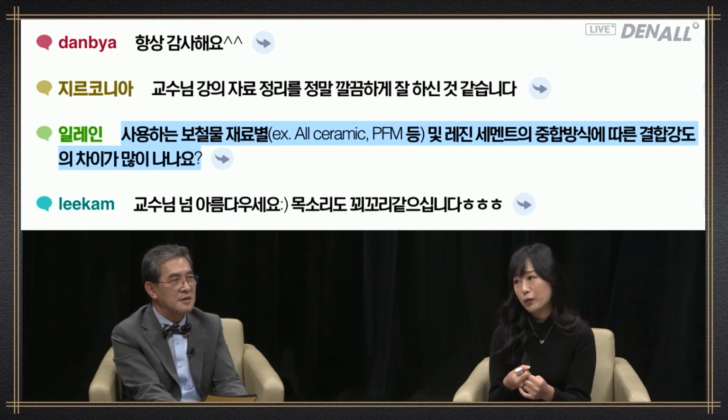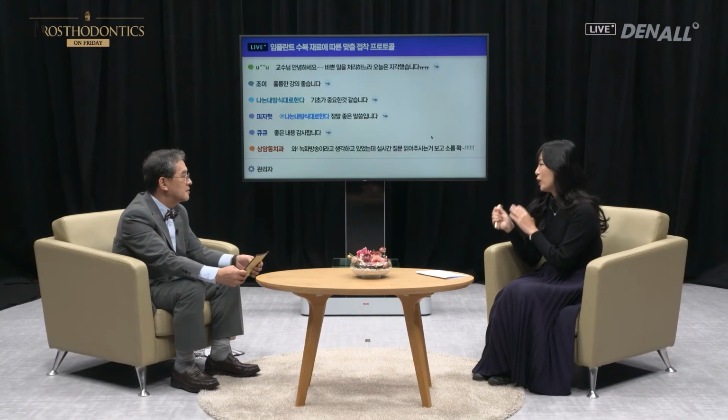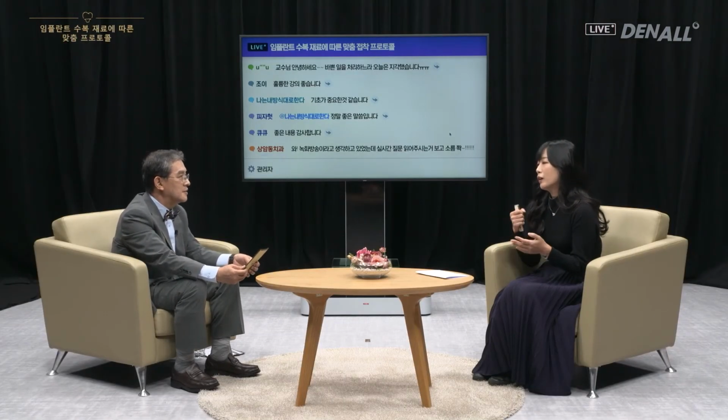I have talked about the difference in cementation strength depending on the restorative material. However, in general, surface treatment is done: sandblasting as mechanical treatment, hydrofluoric acid etching, as well as chemical treatment like using primer. Therefore, the cementation difference can be overcome clinically. All four materials can be used in general for restorations.